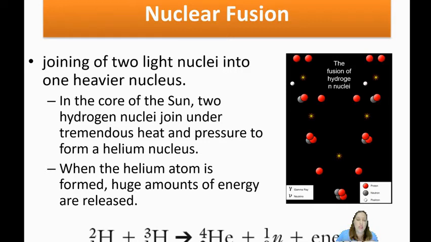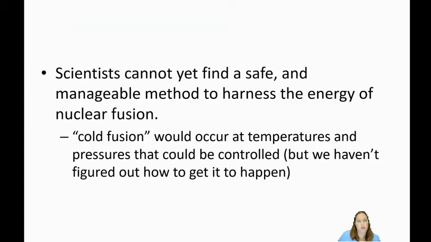So in the sun, two hydrogen nuclei can join together to create helium, okay? Bet you didn't know that that's how helium was formed, but that is how helium is formed. When the helium atom is formed, huge amounts of energy are going to be released.